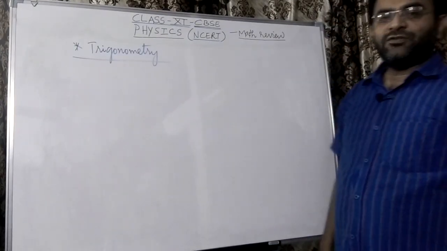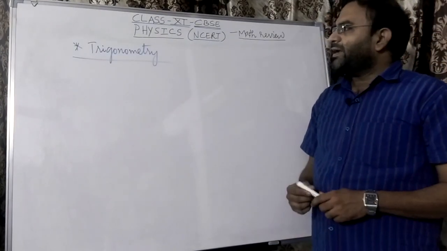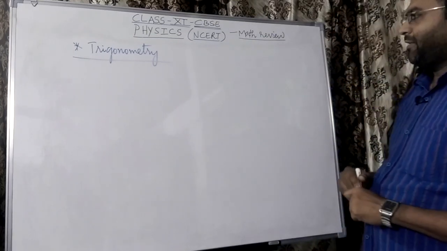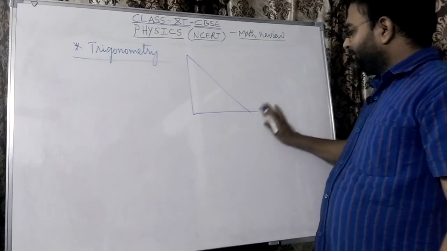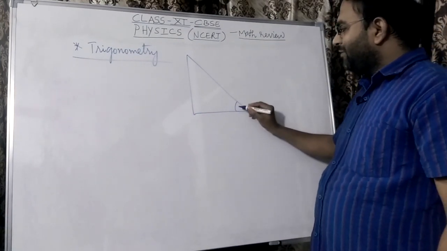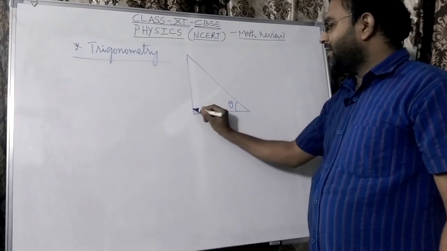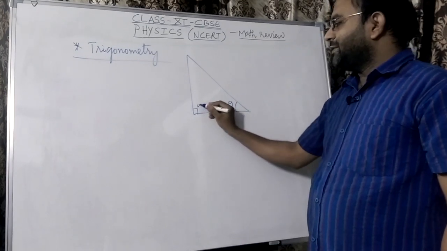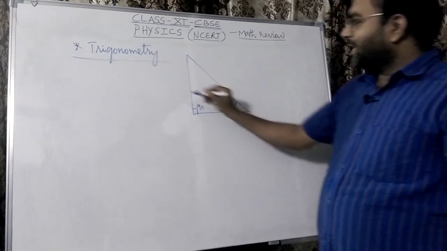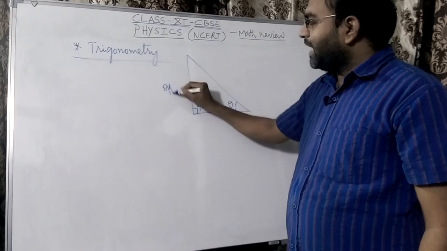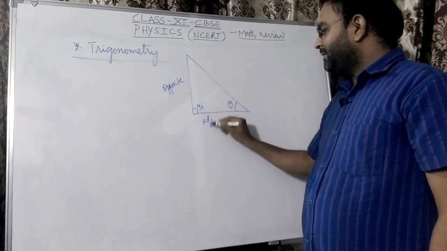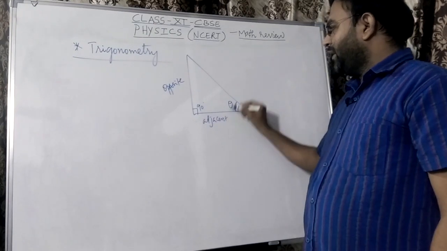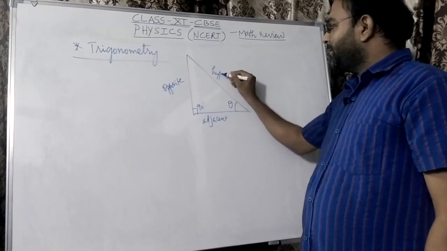Our next topic is trigonometry. It is worthwhile to recollect some of the basic concepts of trigonometry. For example, in a right triangle, if you define the angle theta here, and if this is 90 degrees, then this side is called the opposite side. This is the adjacent side, and this is the hypotenuse.